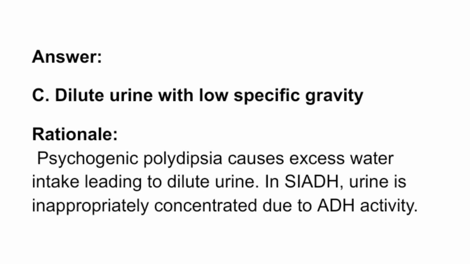Dilute urine with low specific gravity. Rationale: psychogenic polydipsia causes excess water intake leading to dilute urine. In SIADH, urine is inappropriately concentrated due to ADH activity.